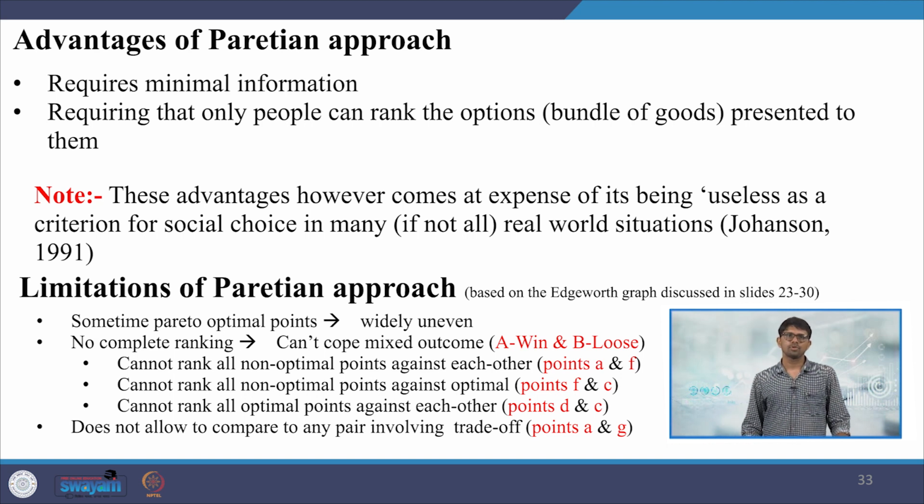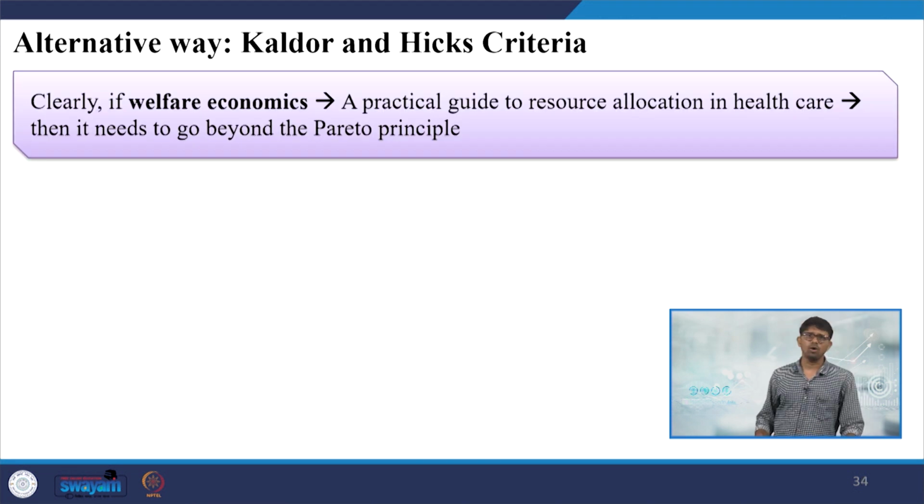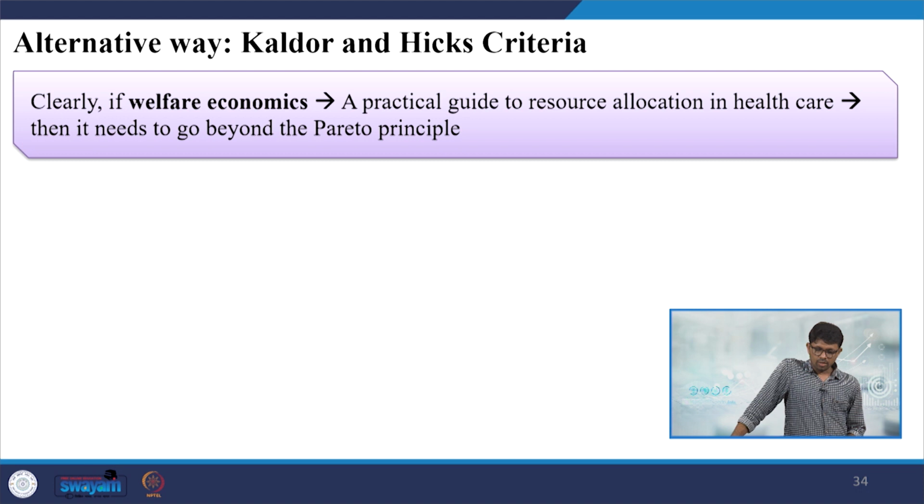Okay. So these points are explained further through different approaches. I think all those A, B, C, D, G, etc. You please follow it up, and if you have any doubts, do raise your queries. There are alternative ways to deal with these limitations: the Kaldor and Hicksian criteria. It is largely based on the compensation principle.